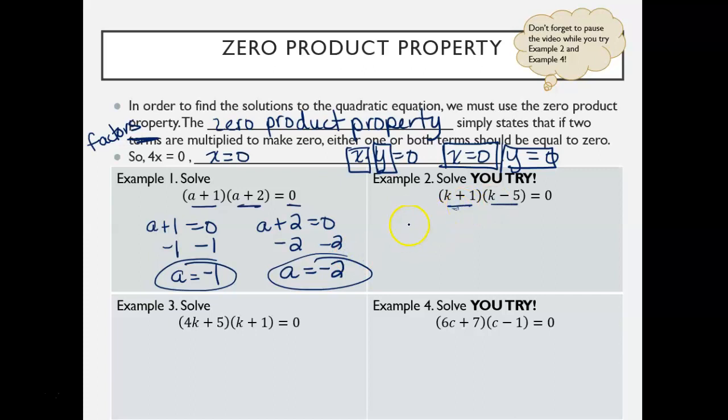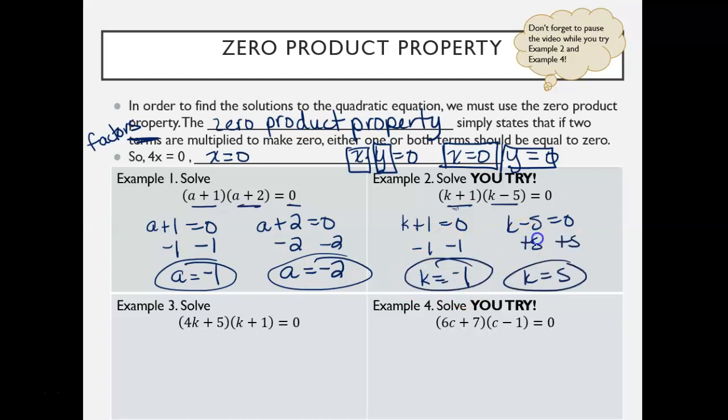Welcome back. You should have noticed that you had two factors multiplied together. So you do k plus 1 equals 0, k plus 5 to each side, so k equals 5. So your two zeros are -1 and 5. Let's try example 3. We have two factors being multiplied together to give 0. That tells me I'm ready to use the zero product property. Or k plus 1 could be equal to 0.